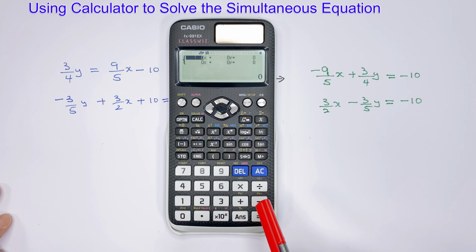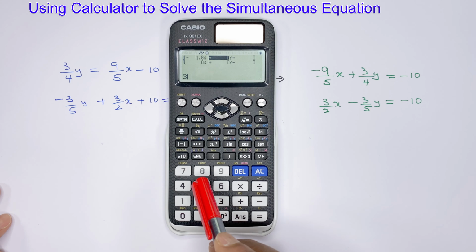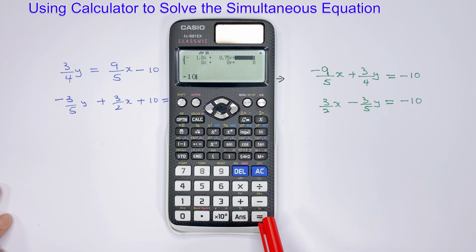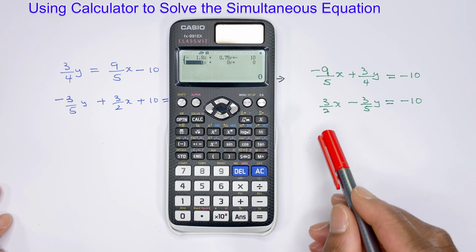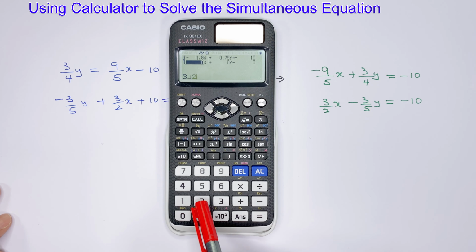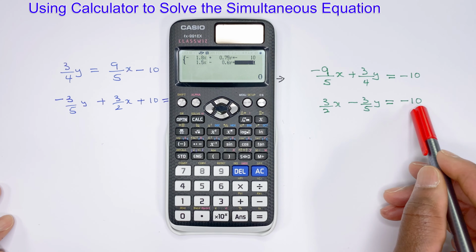Now you need to input the x value. So this is minus 9 over 5. You press minus 9 fraction 5, press equal. Now for b, you press 3 fraction 4 equal. And then minus 10, so you press minus 10 equal. Next one is 3 over 2, so you press 3 fraction 2 equals, and then minus 3 over 5. You press minus 3 fraction 5, and then press equals. Now for the last number here, you put minus 10.